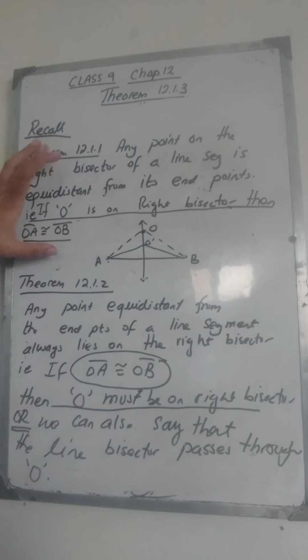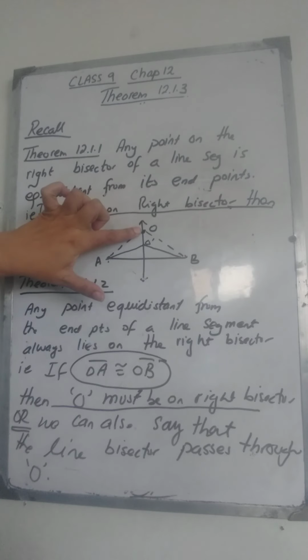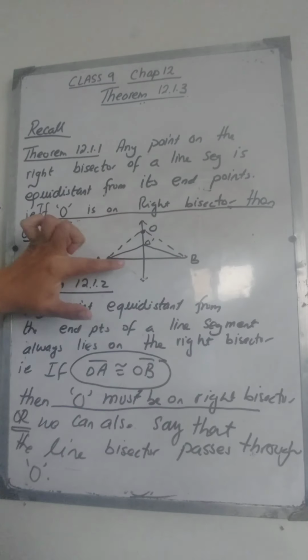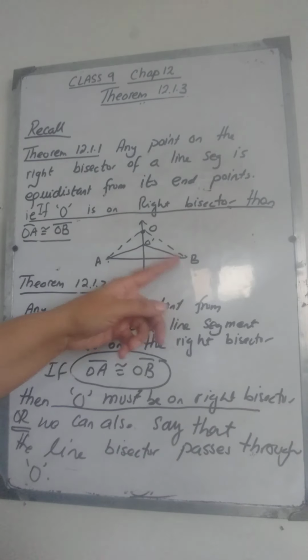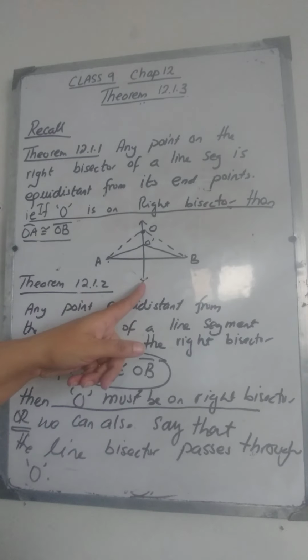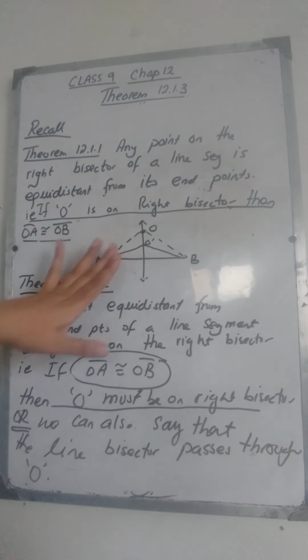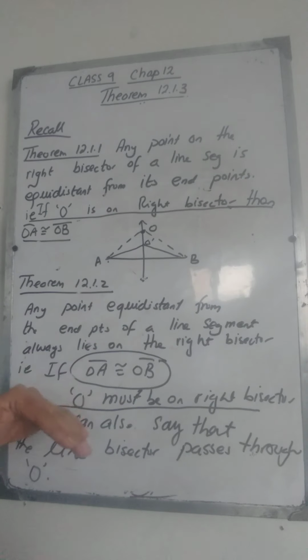In the first theorem we said that if a point is on the right bisector, then it is equidistant from the endpoints. In that theorem we were given that O is on the right bisector, and we derived this. In theorem 12.1.2 it is the reverse statement. If it is equidistant from the endpoints, then we can say that O must be on the right bisector. So all points which are equidistant from the endpoints of AB must lie on the right bisector. If you know that a point is equidistant from the endpoints, then that point will always lie on the right bisector. Do remember that.